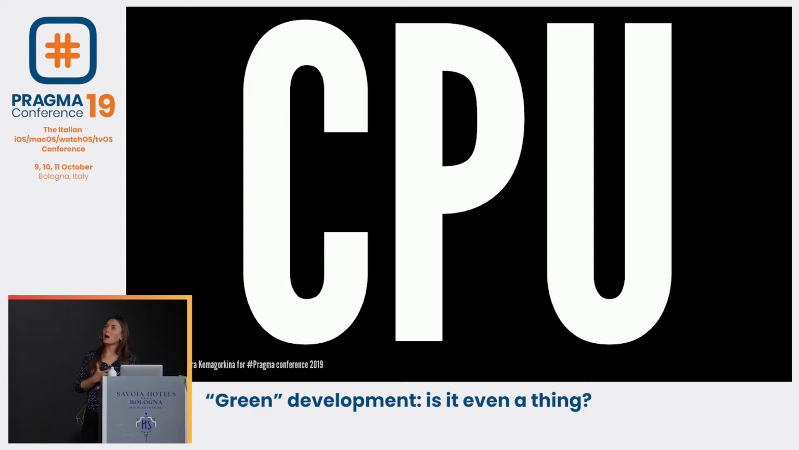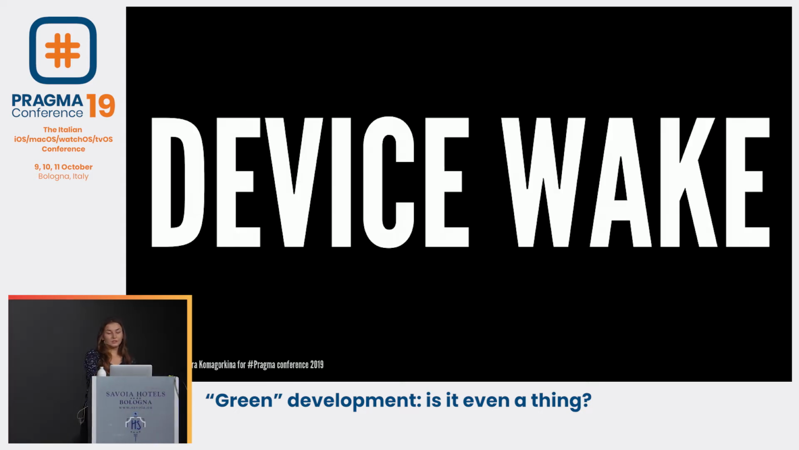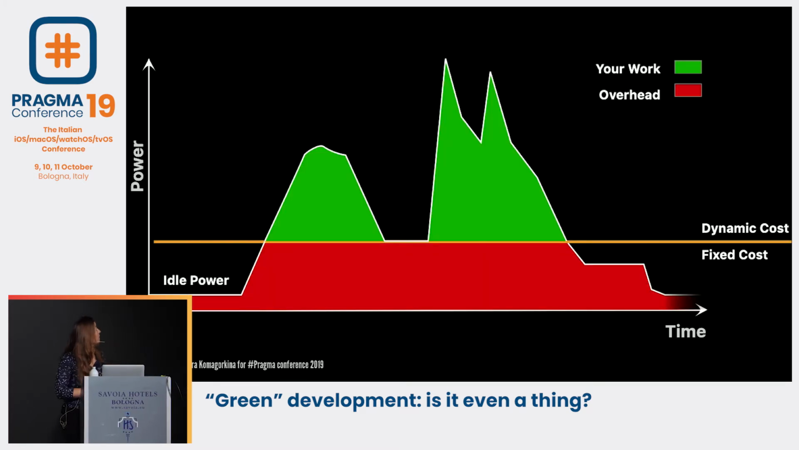Your app uses CPU for almost everything that it does, and it should, but it should use it wisely, only when necessary, through batching, scheduling, and prioritizing. Also, device wake. iOS devices rely on sleep for great battery life. And whenever a device wakes, there is a high overhead cost, as the screen and other resources must be powered up. If you forgot what it is, let's have a look.